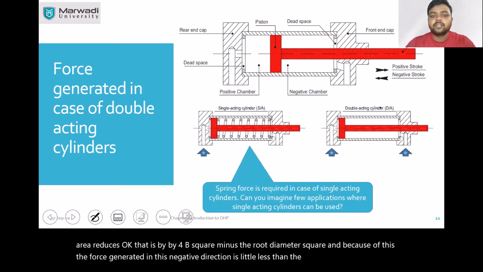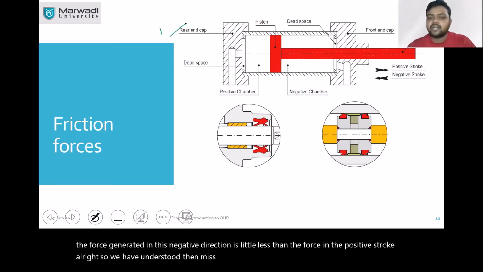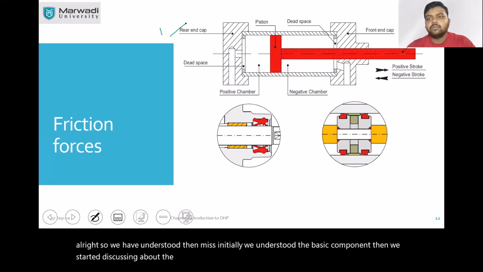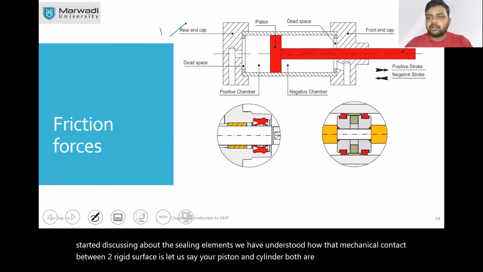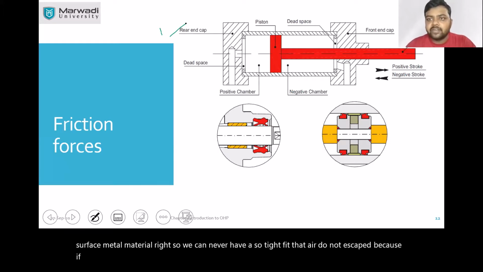All right, so initially we understood the basic components, then we started discussing the sealing elements. We have understood the mechanical contact between two rigid surfaces. Let us say your piston and cylinder are both made of metallic material, right? We can never have so tight a fit that air does not escape, because if we have too tight a fit, the piston movement will become very difficult.